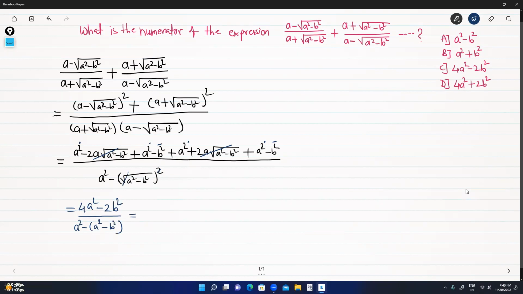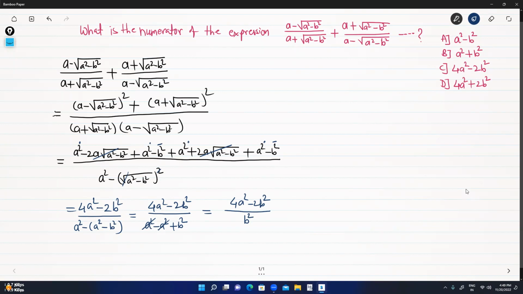Let's further modify it. It will return as 4a square minus 2b square whole divided by, now this negative sign will be distributed inside the bracket with each term, and that will return a square minus a square plus b square. And the final step here, 4a square minus 2b square will remain in the numerator, and in the denominator we have two terms with opposite signs, that is a square positive and a square negative, which will be cancelled out, and only b square will remain in the denominator.